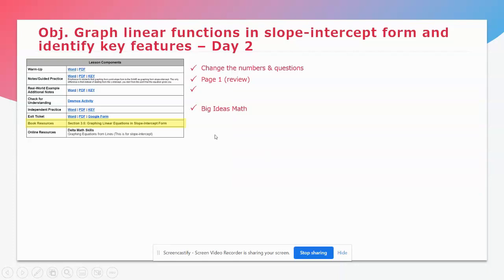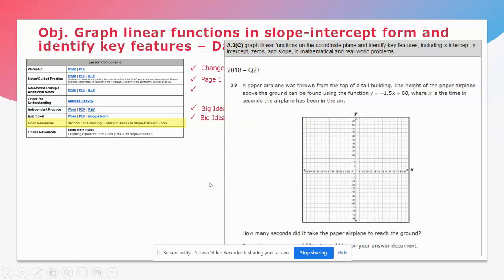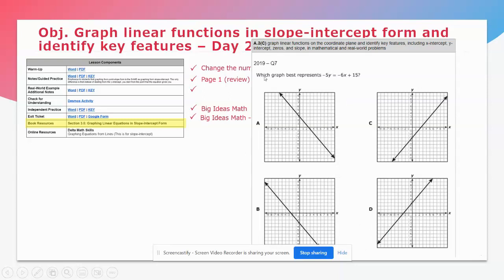For the exit ticket, if you're using the Big Ideas Math, at the bottom when you're in the closing section, there is a mini assessment that I think is great as is. You can use this. Or you can go to the hyperlink for the released questions, and under A3C 2018 question 27, here's a problem right here that they can answer. And here's 2019 question 7, where they have to convert it a little, but there's another equation to graph.